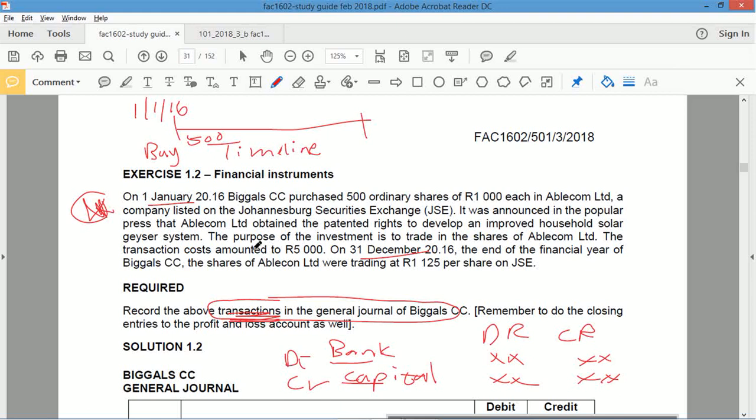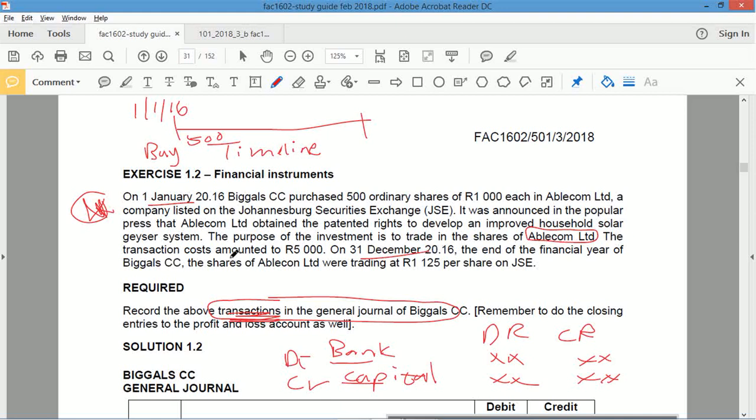There's no accounting there. The purpose of the investment is to trade in the shares of A Limited. So if you're trading in the shares of A Limited, is this a financial asset? Yes, and it's very short term because you're buying and selling the shares in this particular company. Within a year though, so it's a current asset. Yeah, it would be short term, it would be current.